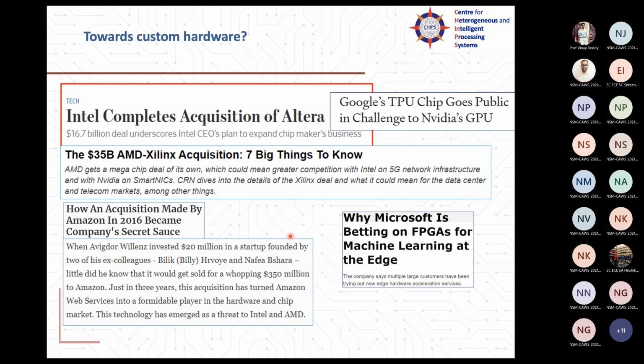Oh, yes, ma'am. Thank you. So there is a question I missed. What is the difference between an ASIC and FPGA? Just give me a minute, I'll get there.